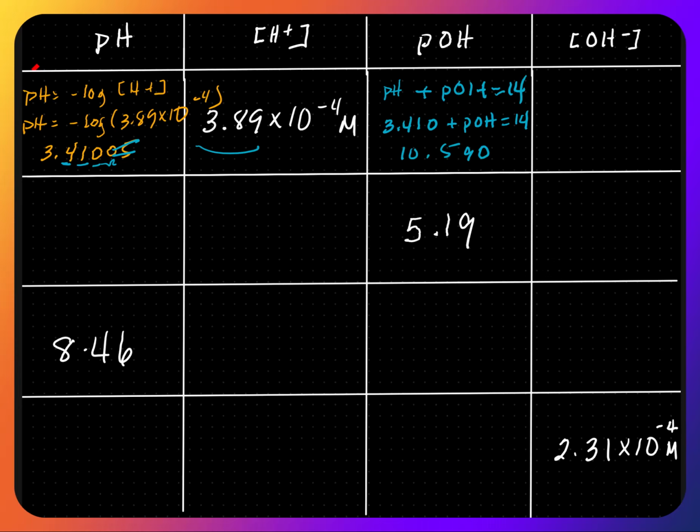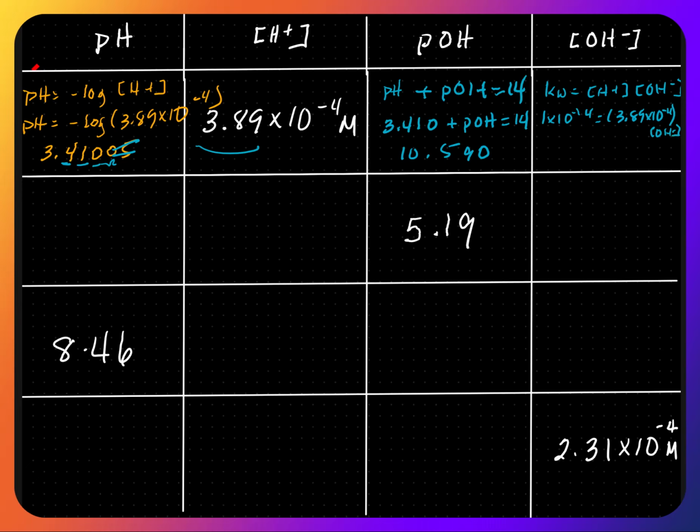To find the OH minus concentration, again, there's 2 ways. You could use the KW equation or pOH. I'm going to use KW here. So KW is equal to H plus times OH minus. So KW is 1 times 10 to the negative 14. This is equal to 3.89 times 10 to the negative 4 times OH minus.